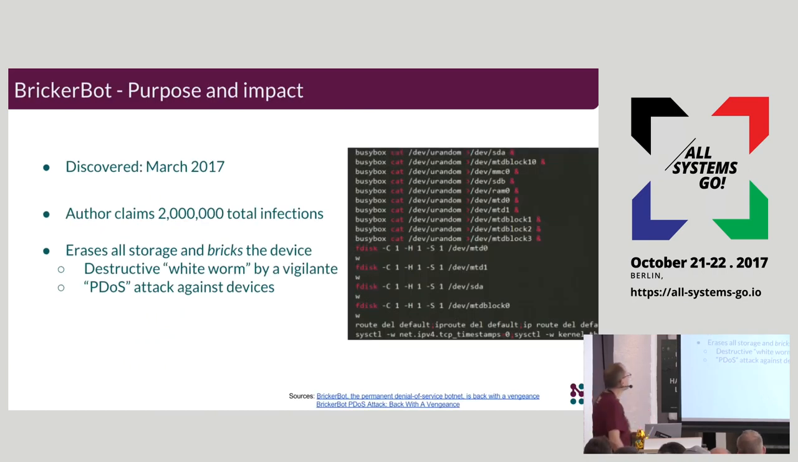And the last one we want to talk about is called BrickerBot. This one's a bit more nefarious, but also it appears to be an attempt to mitigate the negative impacts of the botnets. So the author claimed 2 million total infections. Based on some of the numbers I've seen for some of the other botnets, that doesn't seem unrealistic. But once it connects to the device, I don't know if you can read the commands in this window here, but for those that know what those commands do, those are the things you don't want to do to your Linux systems. The idea is it's trying to wipe the storage and effectively make the device completely unusable.